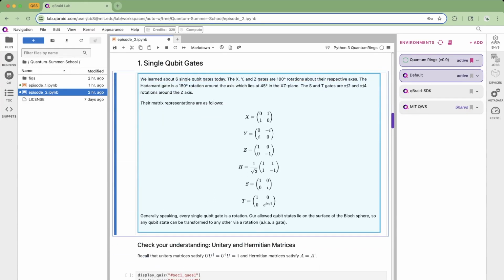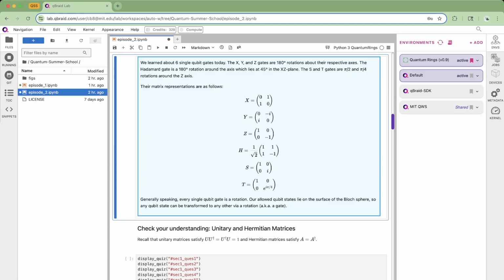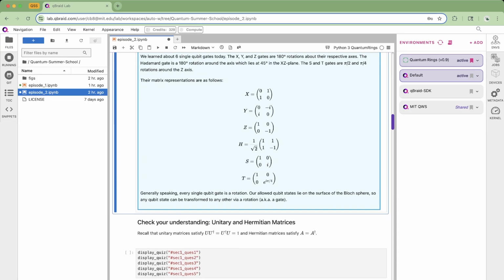So first we want to talk about single-qubit gates. We learned about these six foundational gates: X, Y, Z, which are 180-degree rotations about their respective axes, the Hadamard gate, which creates an equal superposition of 0 and 1, starting from the 0 or the 1 state. The S and T gates are 90-degree and 45-degree rotations around the z-axis. Generally speaking, every single-qubit gate is a rotation.